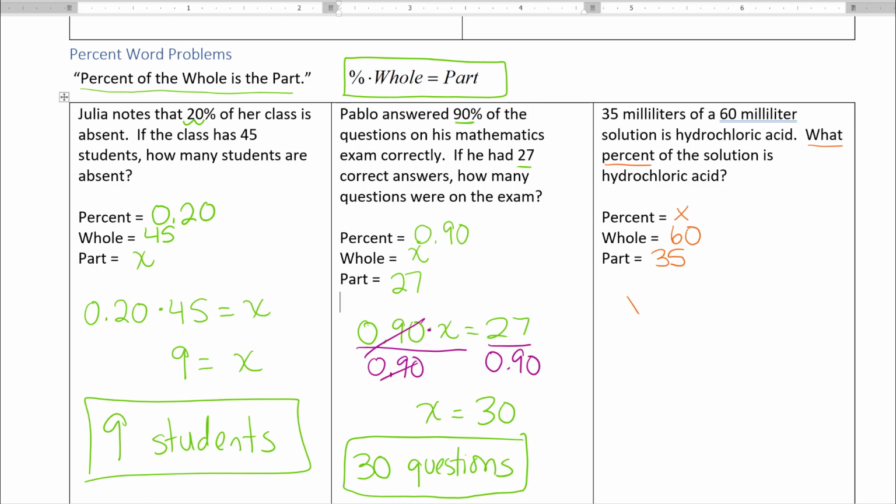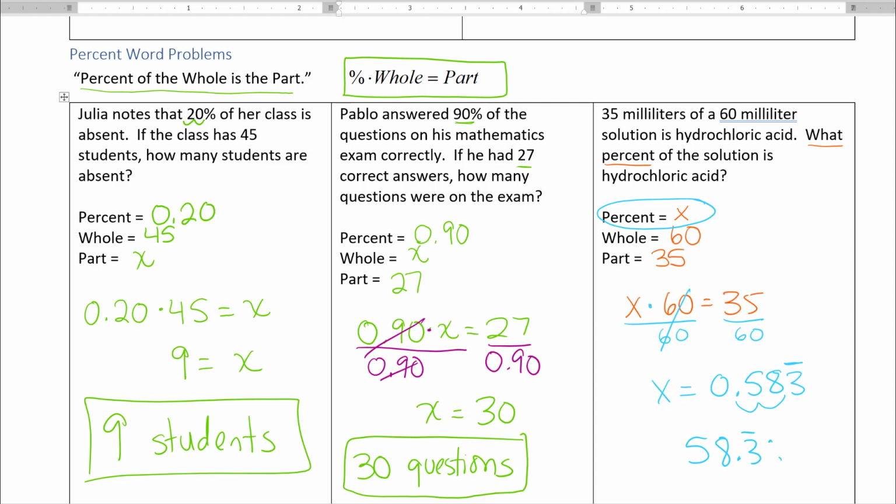We know the percent times the whole, and the whole is 60, equals the part. So using that equation, I can solve for X by dividing by the number that is next to the X. And that gets me X is equal to 35 divided by 60. Pull out your calculator, and that gets you 0.583 repeating. And this is a percent, so I'm going to move the decimal over twice, and that's 58.3 repeating percent.